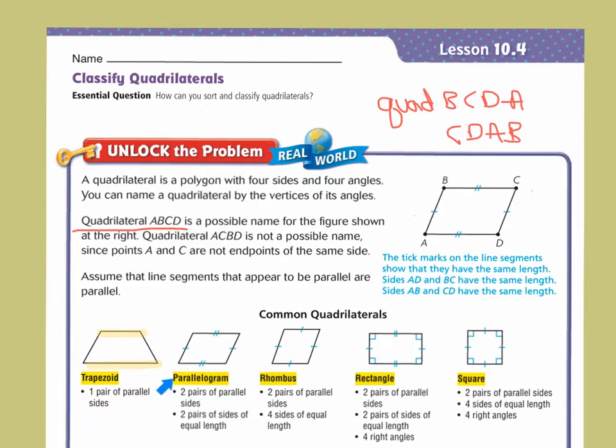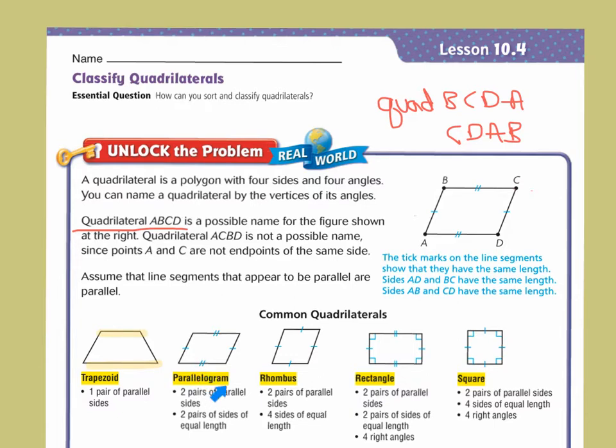So moving on to parallelogram, the features of a parallelogram: it has two pairs of parallel sides. So you have the top line segment and the bottom are parallel, and then the left line segment and the right line segment are also parallel. And then the parallelogram also has to have two pairs of sides of equal length, so opposite sides are of the same length. You have to have both of those requirements in order for it to be a parallelogram.